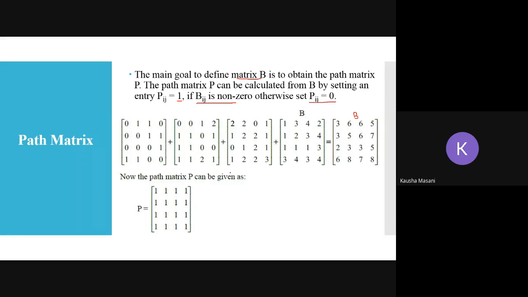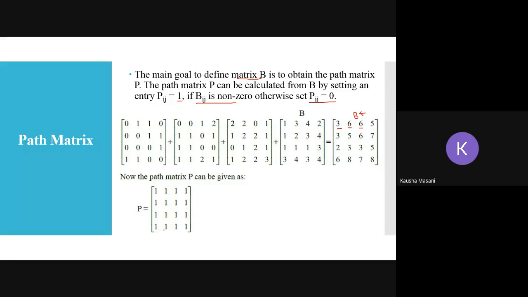How are you constructing this path matrix P? How are you getting all these ones? These ones are constructed based on the values of matrix B. If in this matrix B you have a non-zero value here, a non-zero value here, and a non-zero value here, then corresponding to those positions in path matrix P, you write 1. If the value is 0, then at the corresponding position in matrix P, you write 0. Now you got it, Tushar?